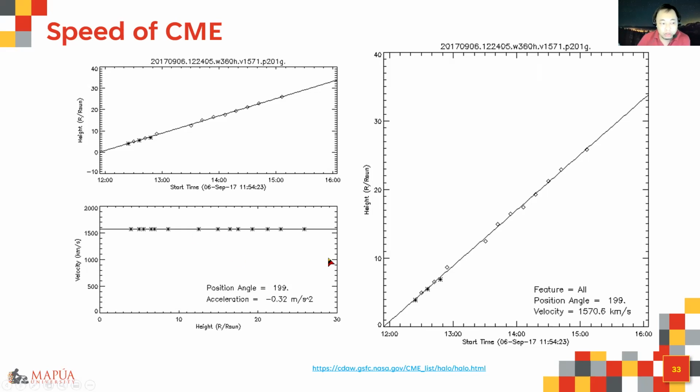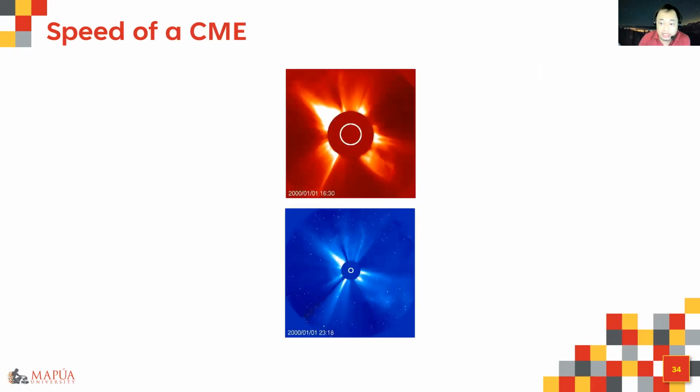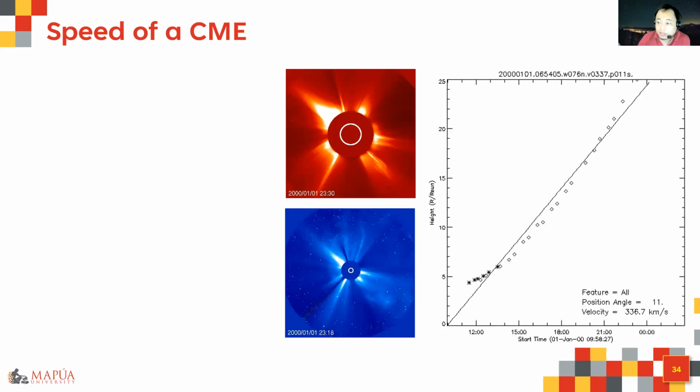But there are coronal mass ejections that are actually accelerating. This is an example of an accelerating coronal mass ejection. This happened on January 1, the new year of 2020. When they plotted the position of the coronal mass as a function of time, it looks like this. It's not really a linear graph, but using a linear fit, you can already estimate the average speed of the mass, and it's about 336 kilometers per second.